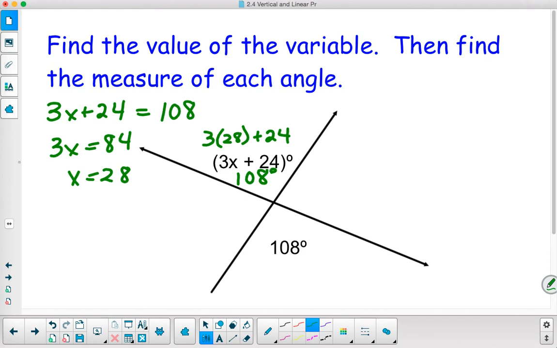I just noticed in my directions it said find the measure of each angle. So these are both 108. What's the angle off to the right? Remember there's a linear pair going on. So 180 minus 108. 72 degrees here, 72 degrees here. I think maybe I skipped doing all that on the last diagram, so sorry about that.